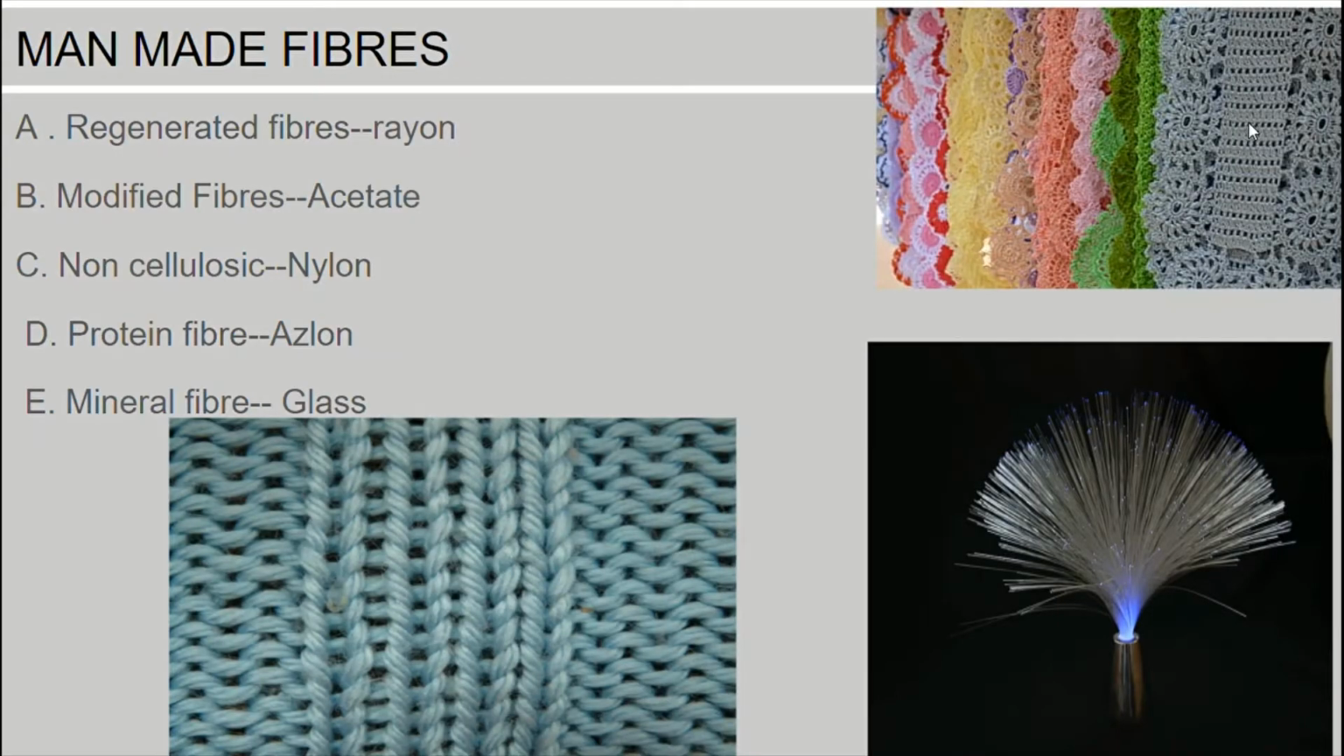Man-made fibers or manufactured fibers. The first man-made fiber was rayon, which was made in 1895. This consists of regenerated fibers, for example rayon; modified cellulose, acetate; non-cellulosic synthetic fibers, nylon, rubber; protein fibers, for example Aslon; mineral fibers like glass fibers, metallic fibers. Here the raw materials are converted into liquid form, the solution is passed through a spinneret, and the filaments get hardened, collected and stretched for further fineness.